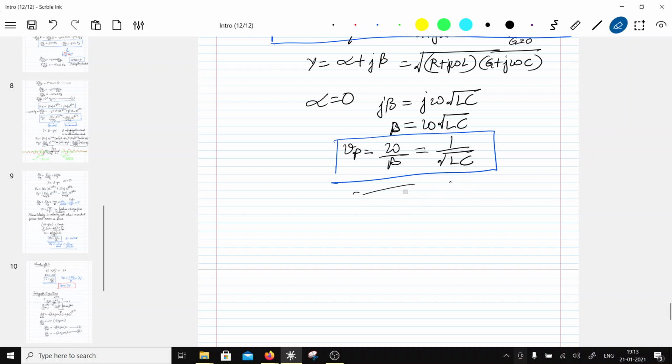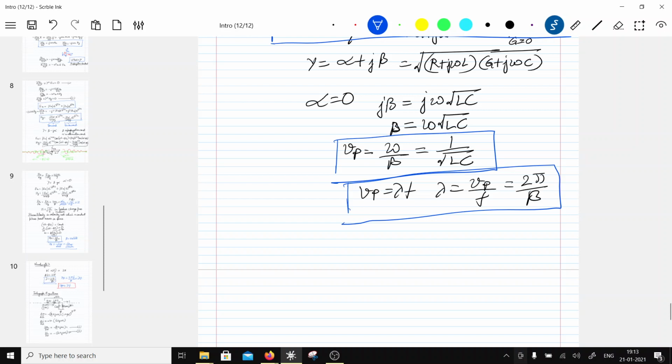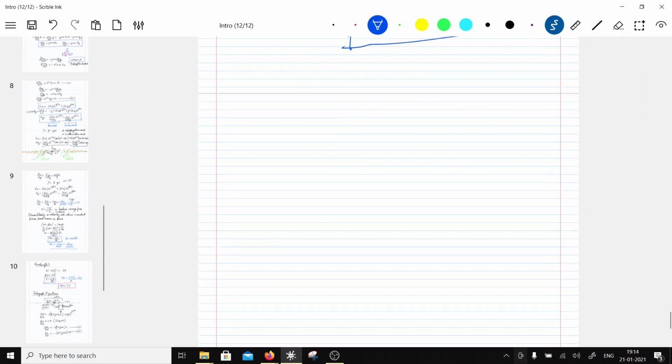So let me write down here. Velocity is equal to wavelength into frequency, or wavelength is equal to velocity by frequency, or this can be also written as 2 pi by beta. So this is another equation which is of the same form, right? So this is for the lossless case. Now let us consider that r is not equal to 0, and also g is not equal to 0.